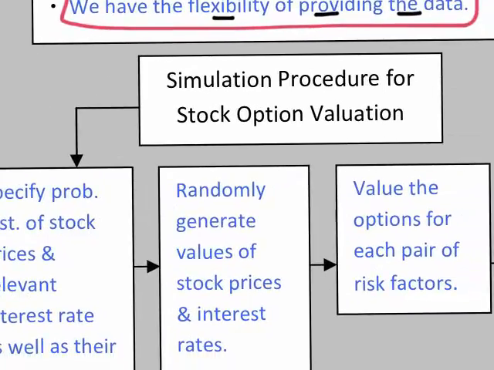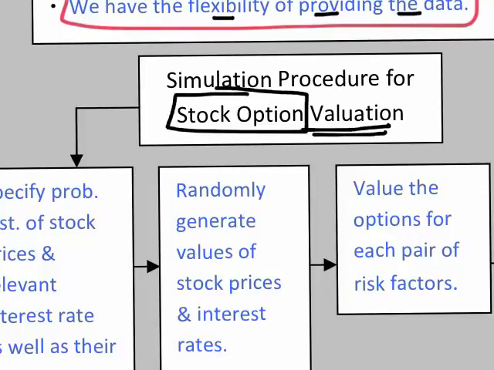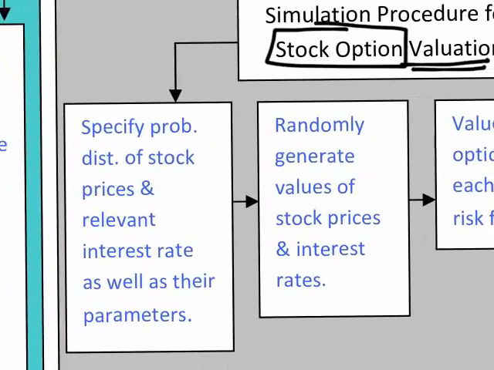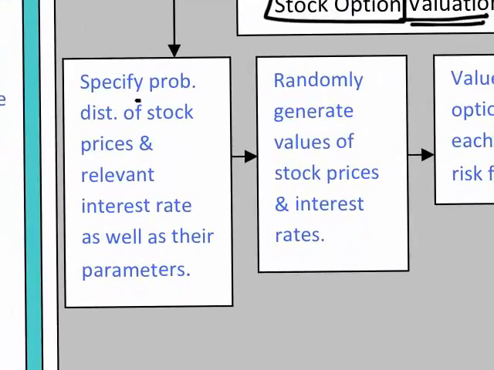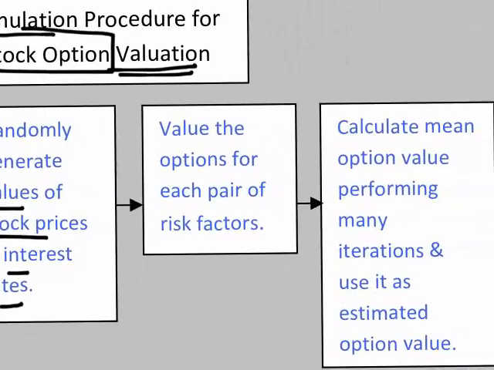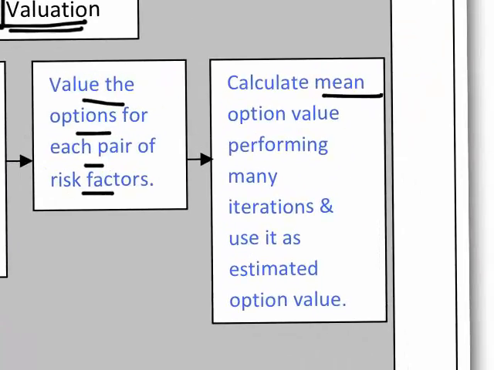And particularly for some stock option valuation, this method is used. What is a stock option? We'll talk about that in derivatives. But at this stage, just remember that these are the procedures to value stock options using Monte Carlo simulation. Specify probability distribution of stock prices and relevant interest rates as well as their parameters. Randomly generate values of stock prices and interest rates. And finally, value the options for each pair of risk factors and average. Then get the average of these values. So just remember these 4 steps.